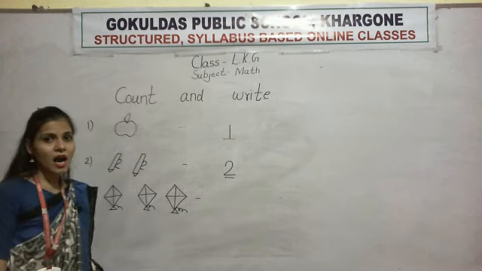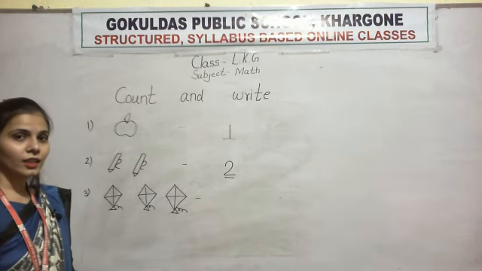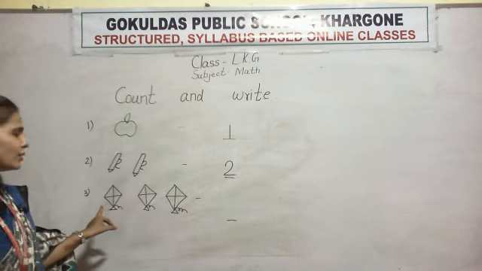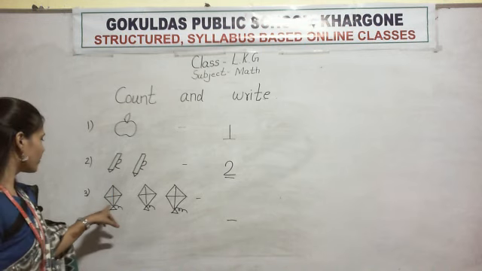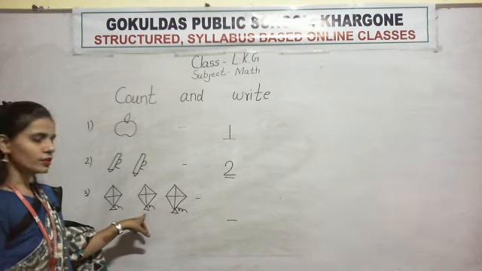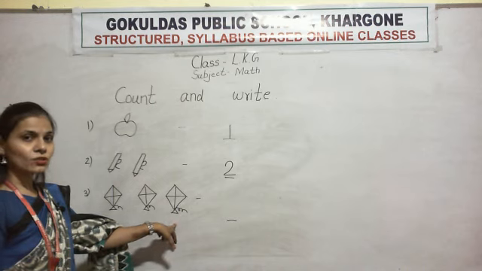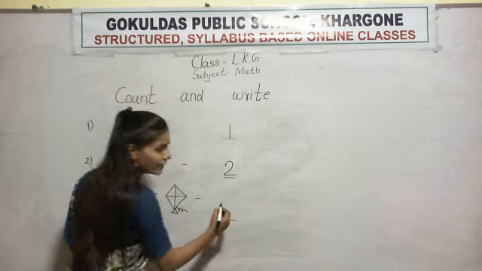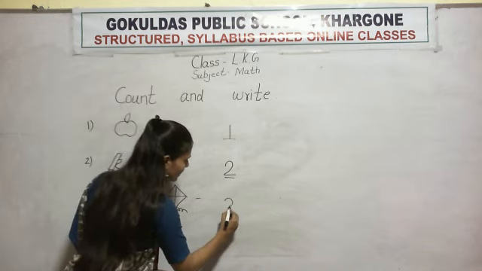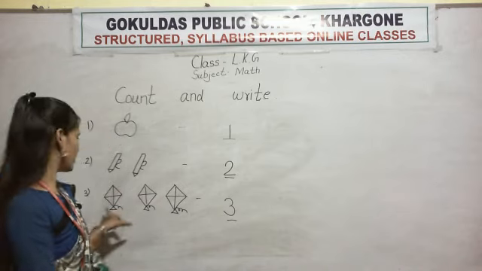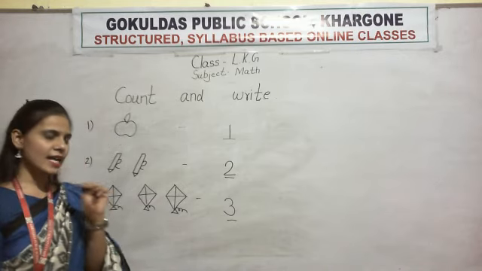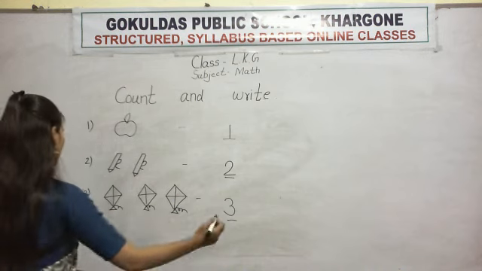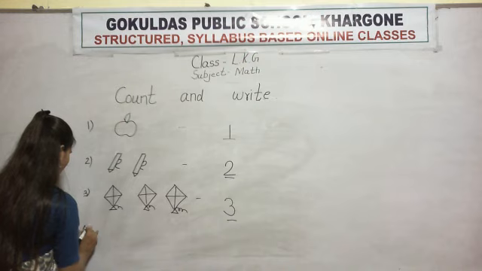Okay, now tell me, how many kites are there? Count and write. Okay. So how many kites are there? Count it. Count with ma'am. Okay. 1, 2, 3. So you tell me, ma'am, there are 3 kites. So here we write number 3. How many kites are there? 3 kites are there. 1, 2, 3. Count and write. Okay. Now example number 4.